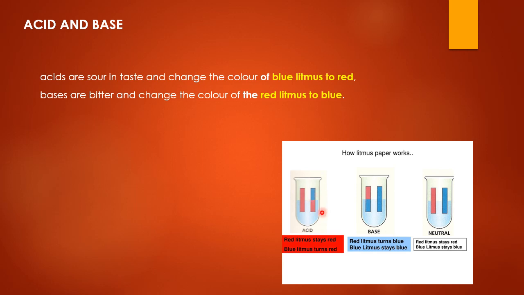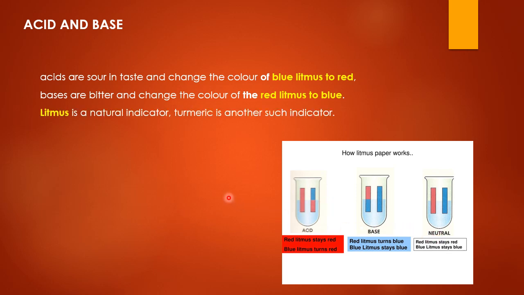So it is acid. And here the blue litmus paper does not change its color, but the red litmus paper changes its color as it is dipped into the solution. So that is why the solution is base. And in this solution, neither red nor blue litmus paper changes its color. So the solution has no effect on both the types of paper. It is neutral.